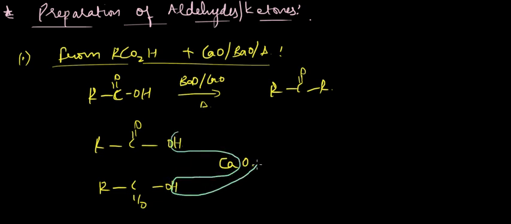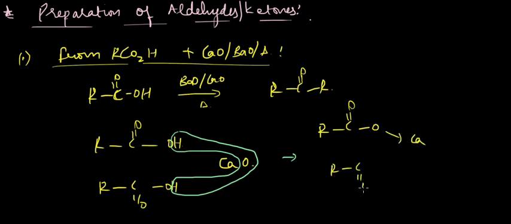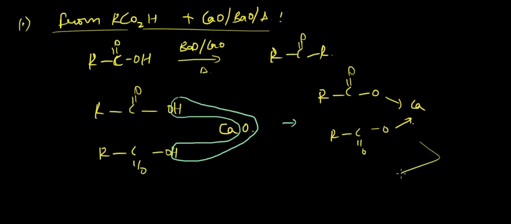Okay, now the water molecule is removed. Now what will we be getting? We'll be getting something like this compound. Now we remove CaCO3 from this reaction. So let's actually make CaCO3. CaCO3 would be nothing but CaCO3.